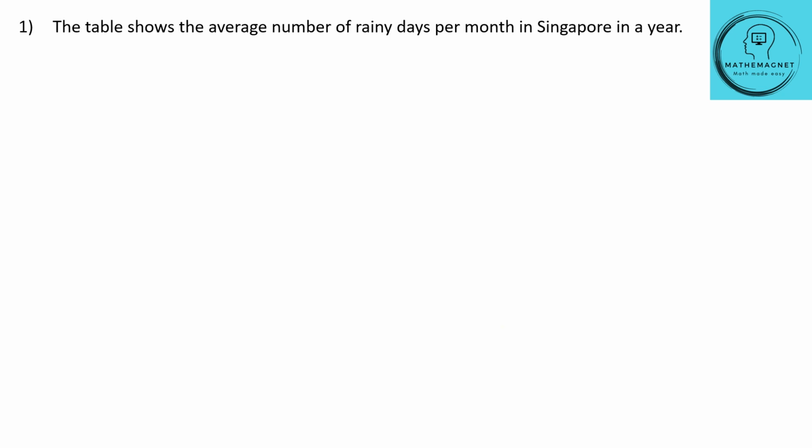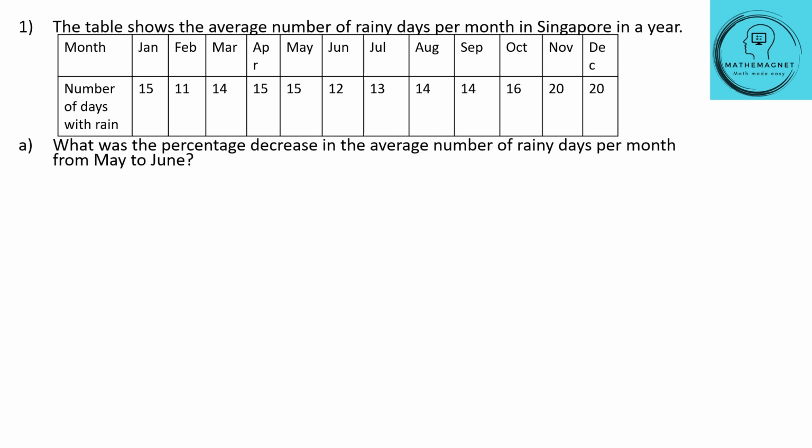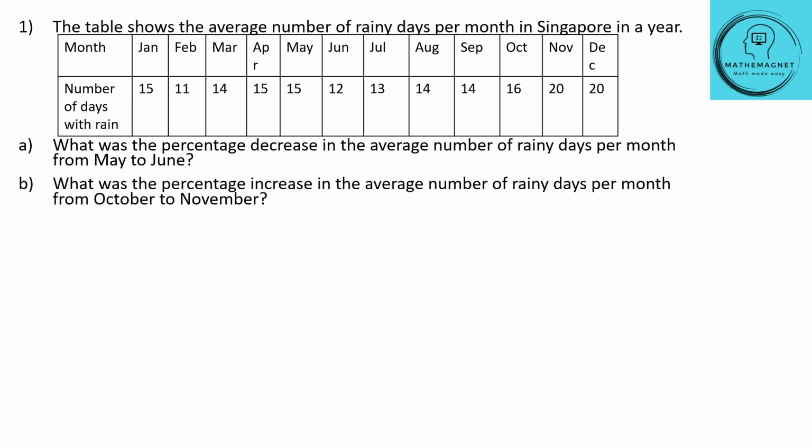Question 1. The table shows the average number of rainy days per month in Singapore in a year. This is the table they have given for different months in the year. They have given the number of days it rains. Now question A. What was the percentage decrease in the average number of rainy days per month from May to June? And B. What was the percentage increase in the average number of rainy days per month from October to November? Now the first question, we need to compare the percentage decrease between the month May and June.